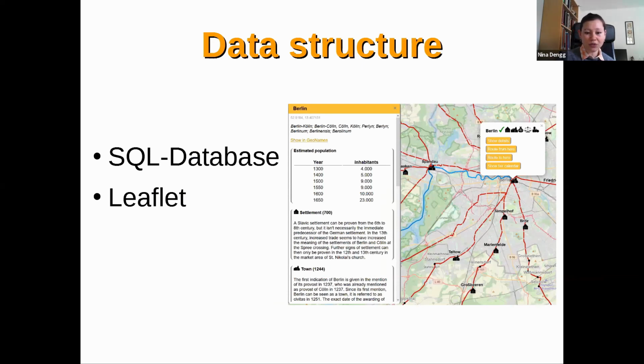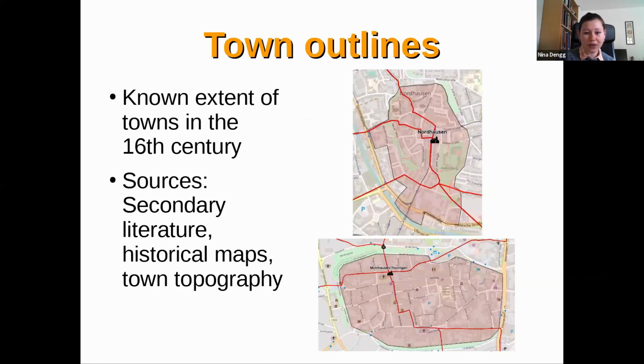And one more thing you will encounter when playing with the map are town outlines. We added some town outlines in order to give a better impression of how towns and roads related to each other in the landscape. And the outlines we added are the known extent of the towns in the 16th century. For that, we refer to secondary literature, historical maps, and hints given by modern town topography. Again, since this was something we came up with along the way and mostly added in passing, the town outlines are by no means complete or precise.